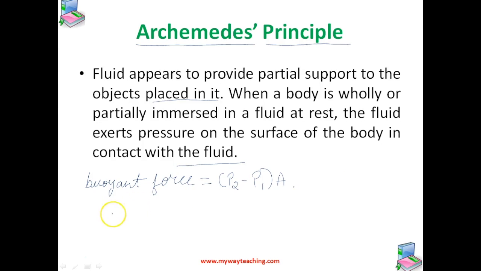So we already know this equation, isn't it? (P2 - P1) times A is equal to rho g h, where rho is the density, g is the acceleration due to gravity, and h is the height. Here it is rho g h A. Now hA is the volume of the solid and rho hA is the weight of an equivalent volume of the fluid. So in this equation, hA is the volume of the solid immersed in the fluid, and rho hA is given by the weight of an equivalent volume. We call it the weight of an equivalent volume.